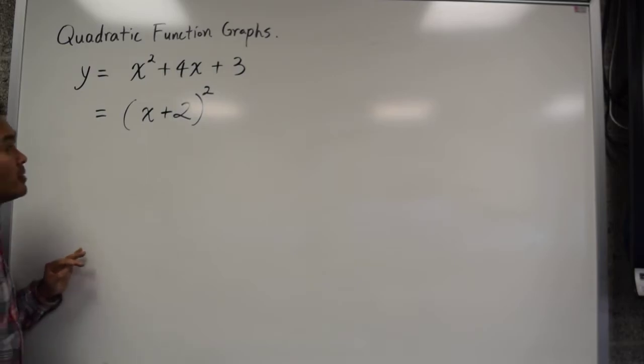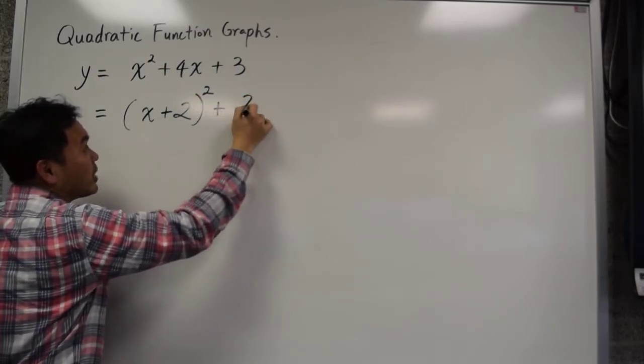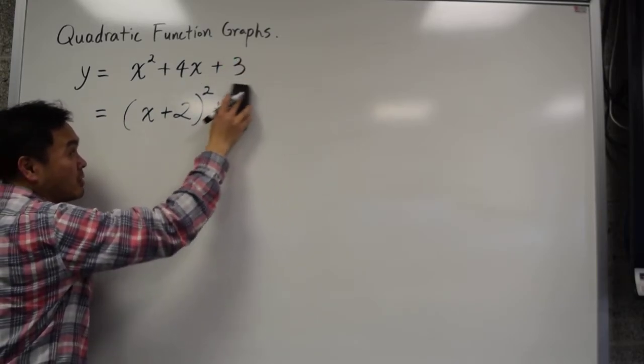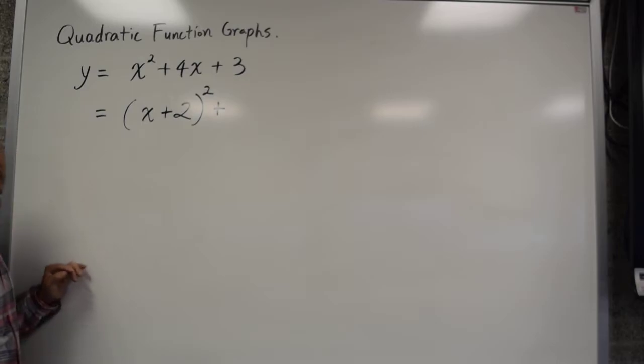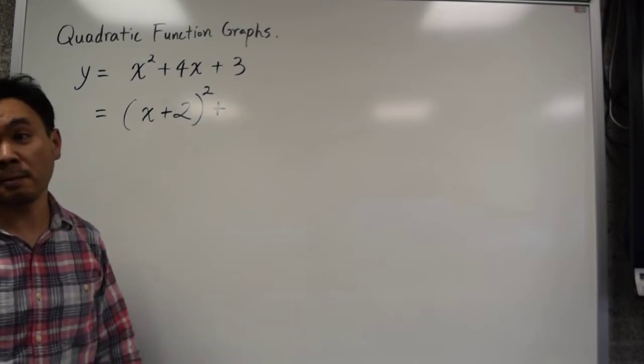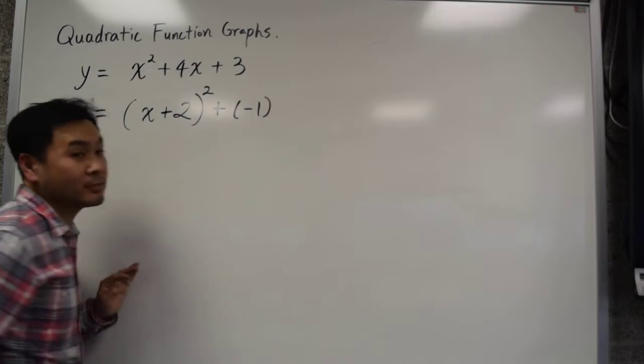And then the next thing is, this square plus what is the same as 3? That's the question you ask. What should that be? What's 2 squared? 4. 4 plus what gives you 3? Negative 1. Okay?